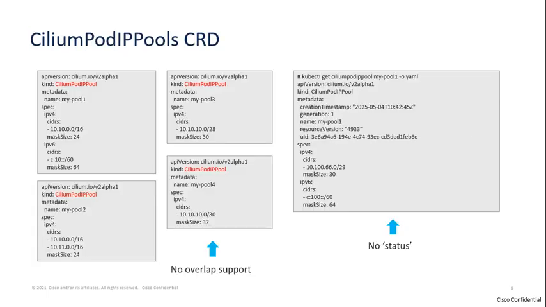Once your cluster is initialized and up and running, you can define at runtime the extra non-default pools. You can define as many as you wish, with the only rule that you should make sure there is no overlap between the subnets defined in different Cilium pod IP pool CRDs. You can always get this object using the kubectl command line, but this object has no status, so it will only show you the definition of the pool. So how to track the allocation?